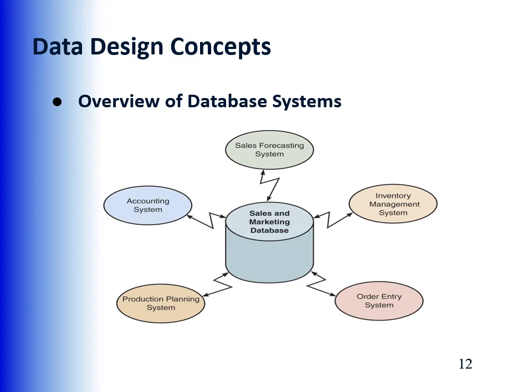This diagram shows a sales and marketing database that supports five separate business systems, which are sales forecasting system, inventory management system, order entry system, production planning system, and accounting system. This is just for example.